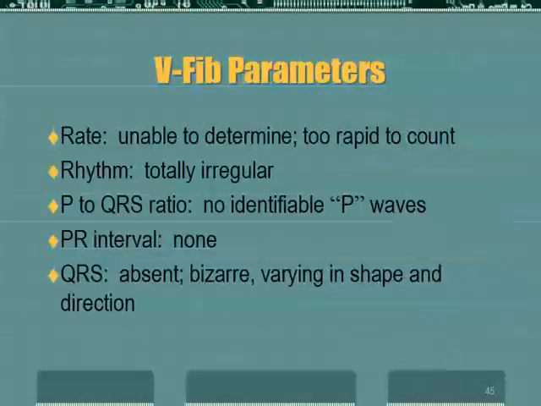VFib parameters: the rate you will not be able to determine. It's too rapid to count. The rhythm is going to be totally chaotic and irregular. There's going to be no P waves, no PR interval, and the QRS, you're not going to be able to measure it at all.